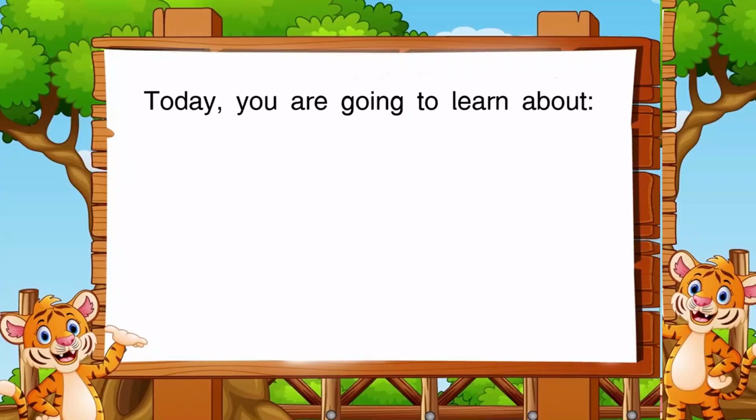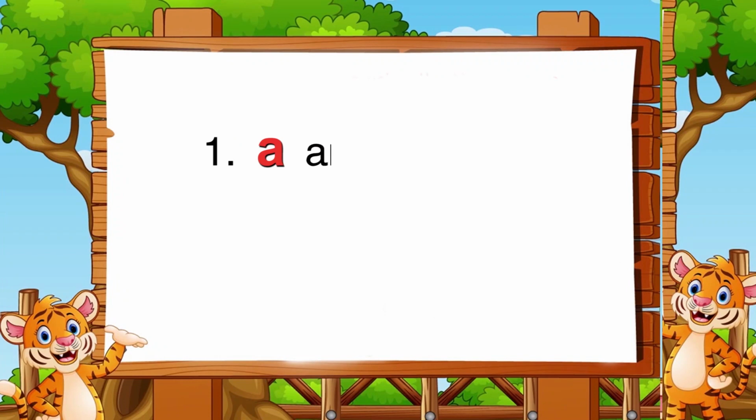Students, welcome to Grade 2 English lesson. Today, you're going to learn about 1. The forms A and an. The first language point that we are going to see is the forms A and an. Let's start.